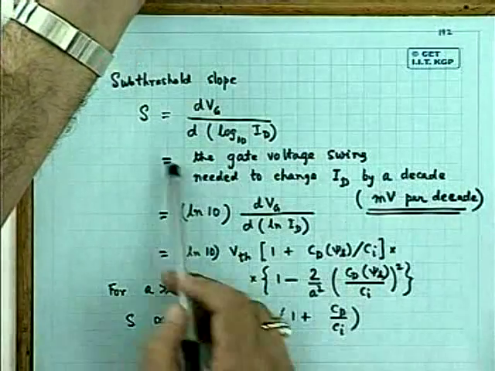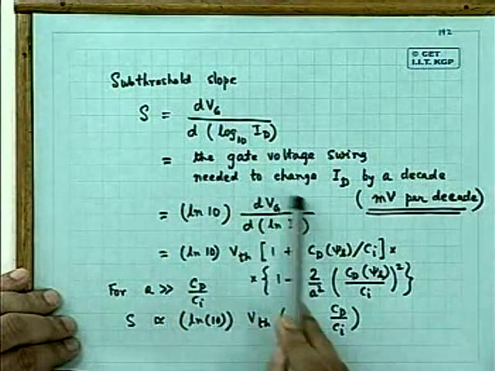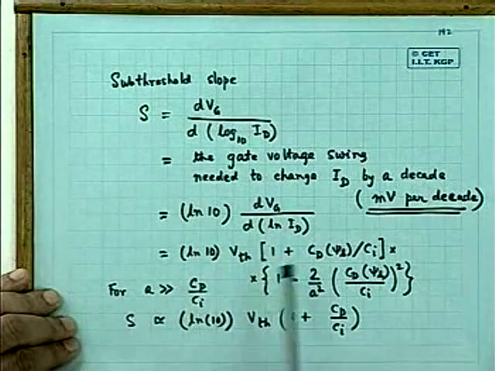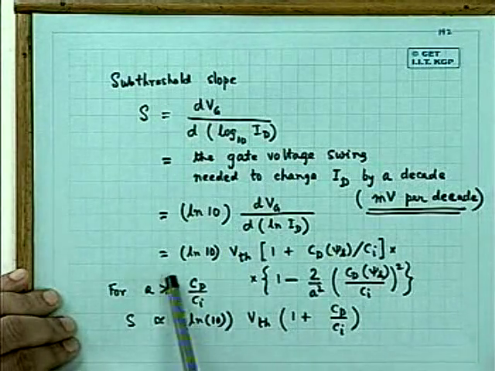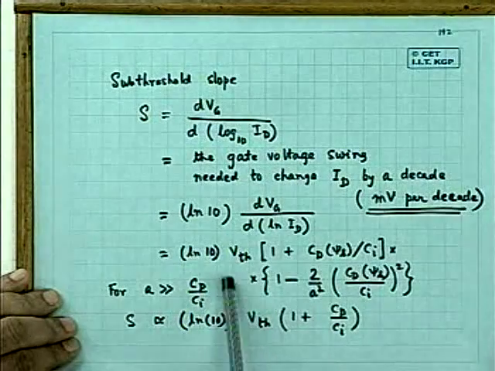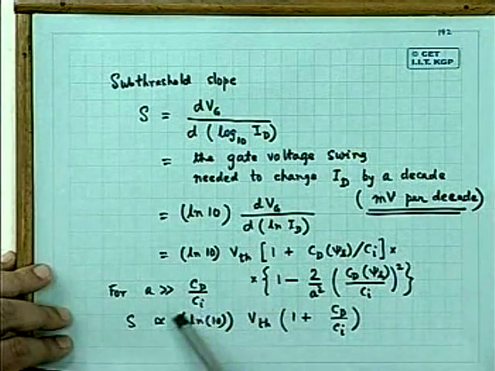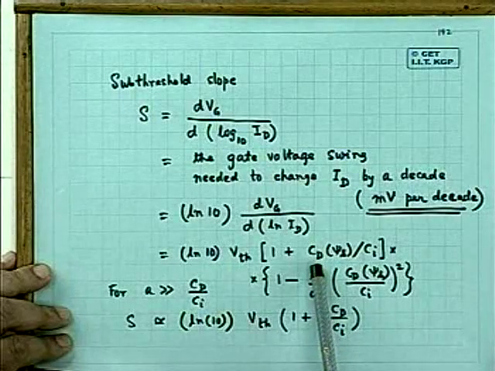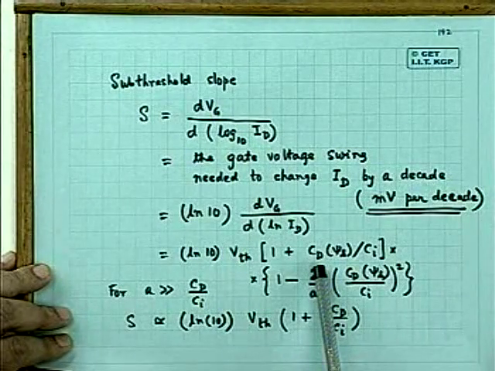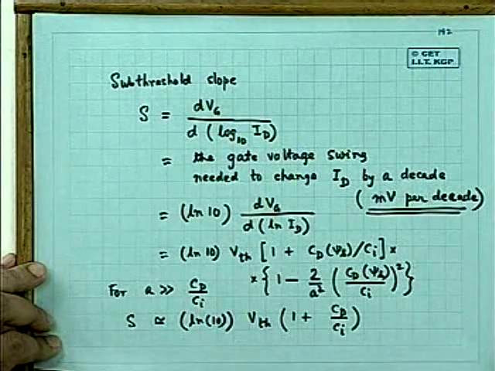And therefore S can be written as dVg by d of log 10 ID, and it can be converted to the natural log, and ultimately we get an expression which looks like this. S is equal to ln 10 times a term derived in terms of parameters which I have already told, A, CD and CI. CD is the dynamic capacitance or depletion layer capacitance of the surface, and CI is the insulator capacitance. So we get an expression for S like this.